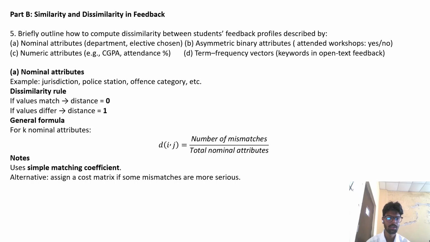Starting with A1, nominal attributes. Example: jurisdiction, police station, offense category, etc. Dissimilarity rule: if the values match, distance equals 0. If the values differ, distance plus 1. The general formula for K nominal attributes is d(i,j) = number of mismatches divided by total nominal attributes. Notes: we can use the simple matching coefficient as an alternative, or assign a cost matrix if some mismatches are more serious.